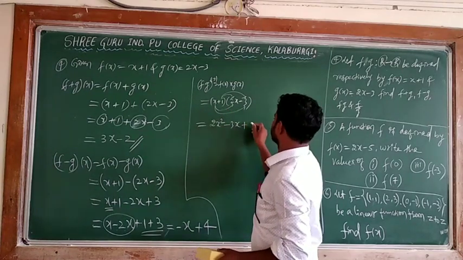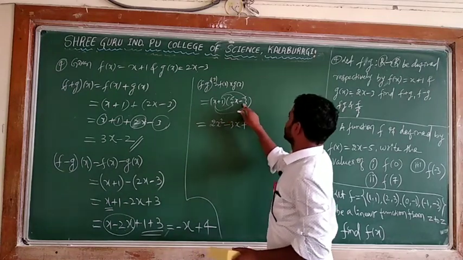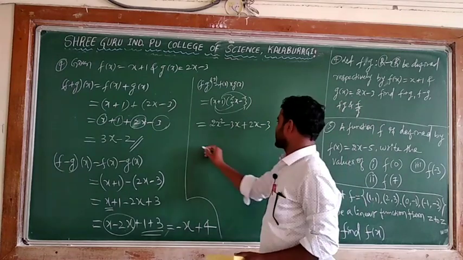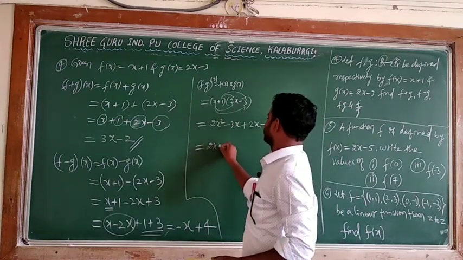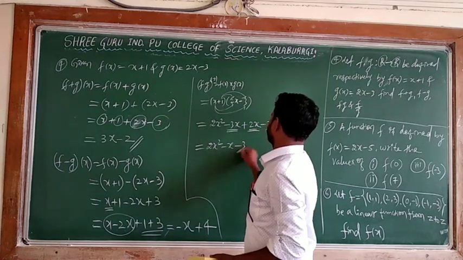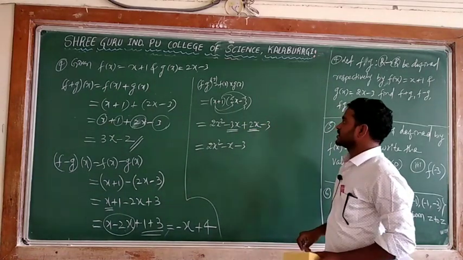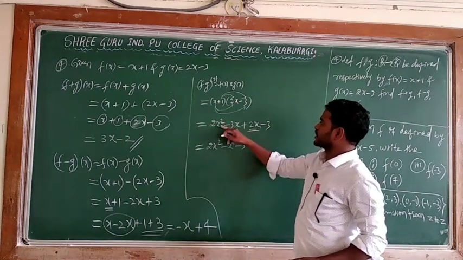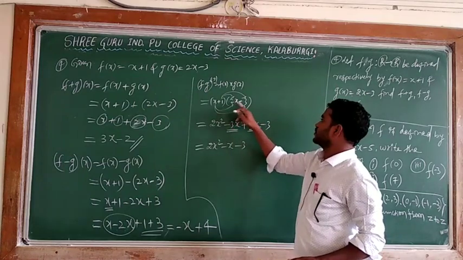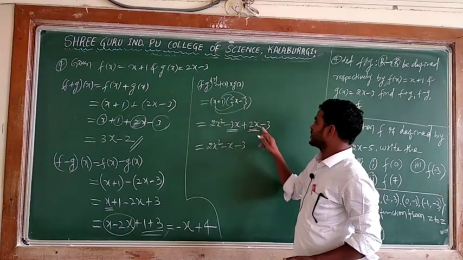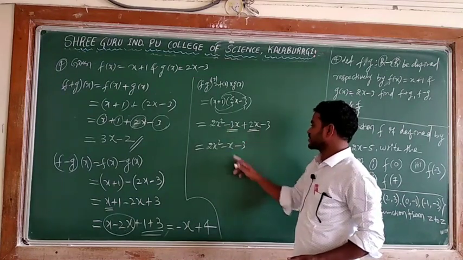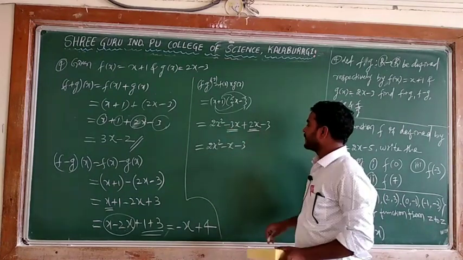Plus 1 into 2x plus 2x, 1 into this plus into minus minus 1 into 3 minus 3. So this I can write 2x square minus 3x plus 2x is a minus x and minus 3. You can say x into 2x is 2x square, x into minus 3 is minus 3x, 1 into 2x is plus 2x, 1 into minus 3 is minus 3. So minus 3x plus 2x is minus x: 2x square minus x minus 3.